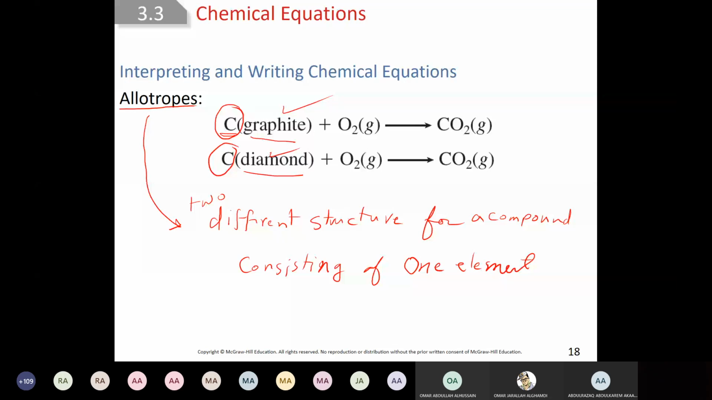Clear? And both of them react with oxygen to give you CO2 gas. Allotropes, you have to know what an allotrope is: two different structures, graphite and diamond, for a compound consisting of only one element, or two different compounds in a structure.